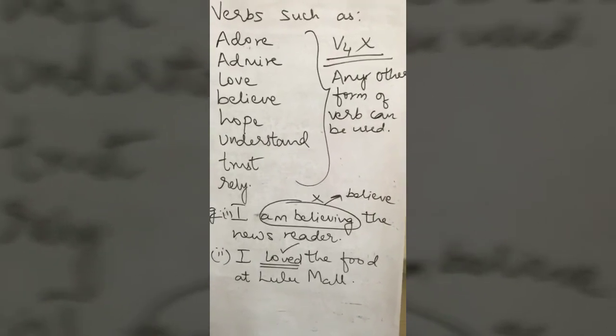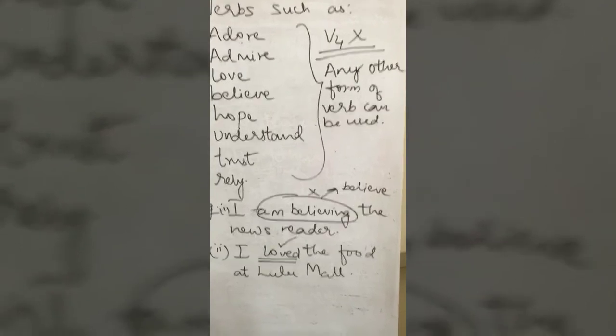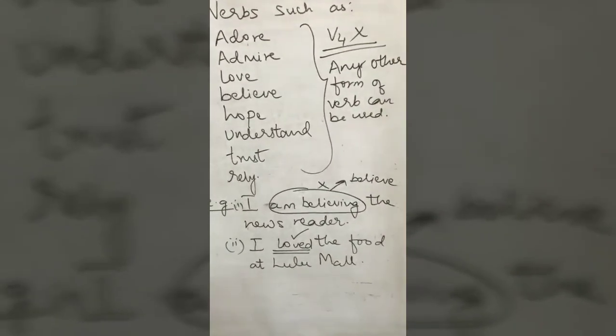Next example, I loved the food at Lulu Mall. This is right. The V2 form of the verb is acceptable.